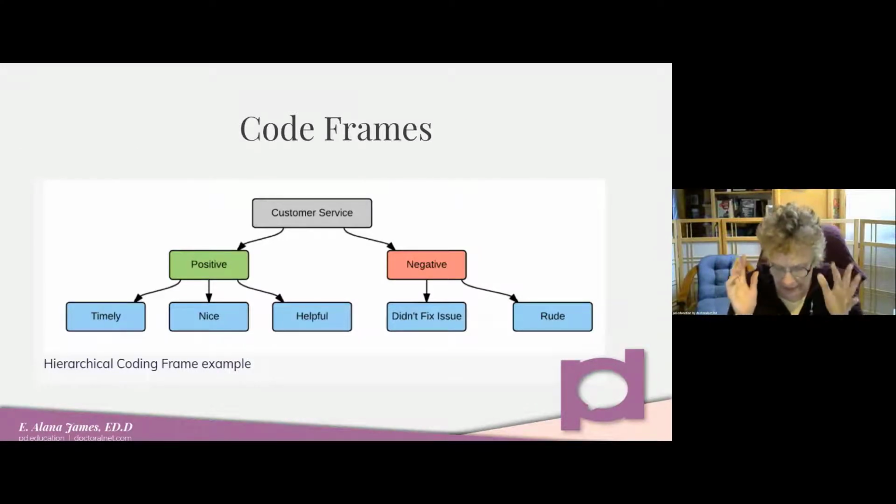At the very basic level is code frames. This is a very simple picture of one customer service question. You would have negative and positive responses. That was the first sort. So I asked a question, I got these answers, and when I look at the answers that are positive, it sorts out into these three things. When I look at the answers that are negative, it sorts out into these three things.